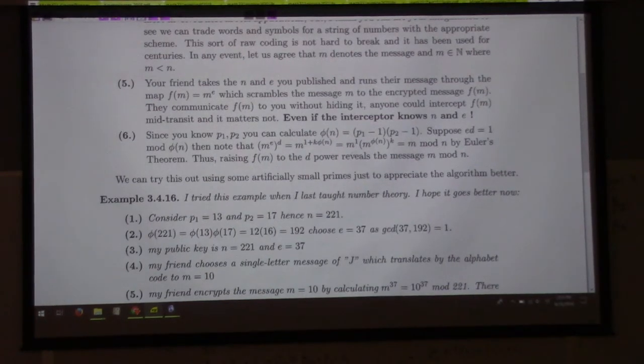Since you know p1 and p2, you can calculate the Euler phi function of n, and you have that e times d equals 1 modulo phi of n. I mean, there's an inverse of the encryption exponent. And so you have m to the e to the d is this, which is that, which is that. In other words, you have an inverse function to the encryption function. You can undo it because you know the primes which formed your n. So here, let me run through this example with you.